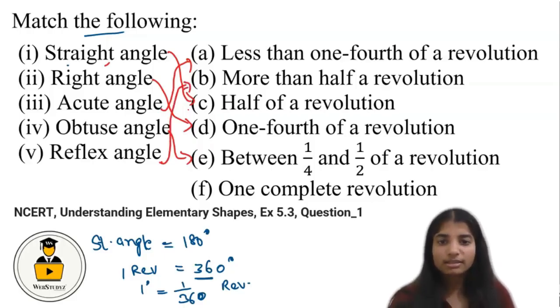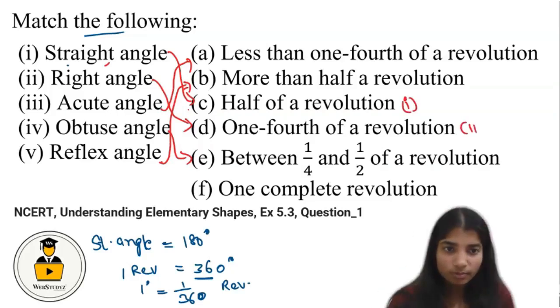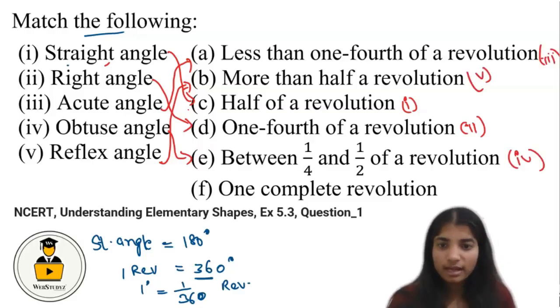So this is the answer to the given question. We can also number them. This is 1. For this is 2. Next is acute. This is 3. Next is obtuse. This is 4. And next is reflex. This is 5. So this is the answer to the given question.